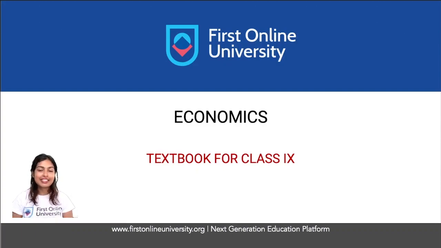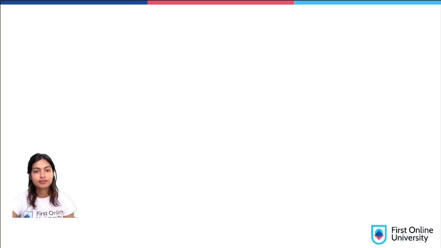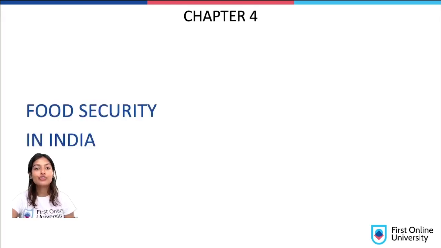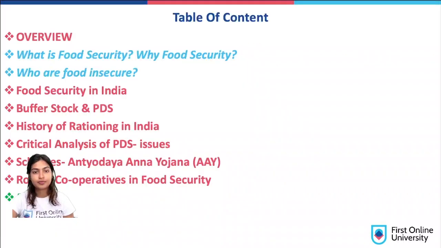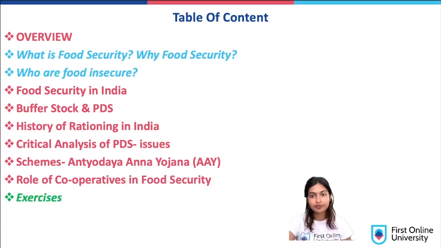Without wasting any time, let us get on with this chapter with this textbook that is prescribed for class 9 under economics. We will be covering chapter number 4 titled Food Security in India. First, let's see what is the kind of content that we will be covering in such a chapter.